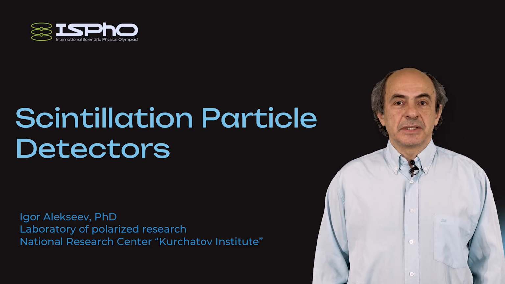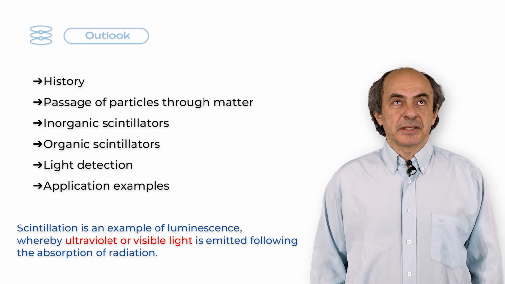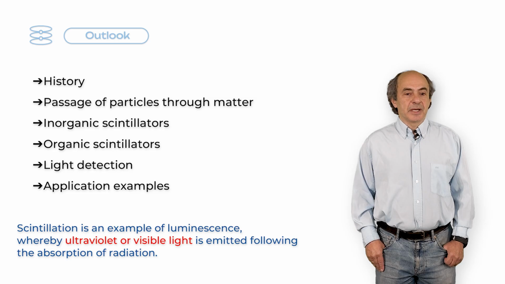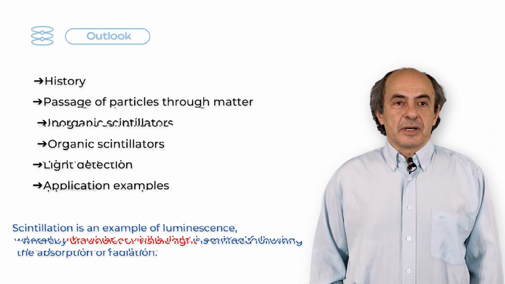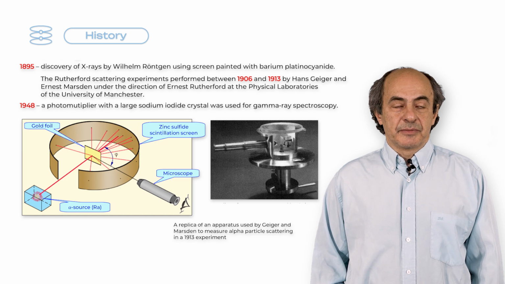First of all, what is scintillation? Scintillation is an example of luminescence when some energy is deposited by radioactive particles, and then this energy is transferred to ultraviolet or visible light. The history of scintillation detectors is very long.